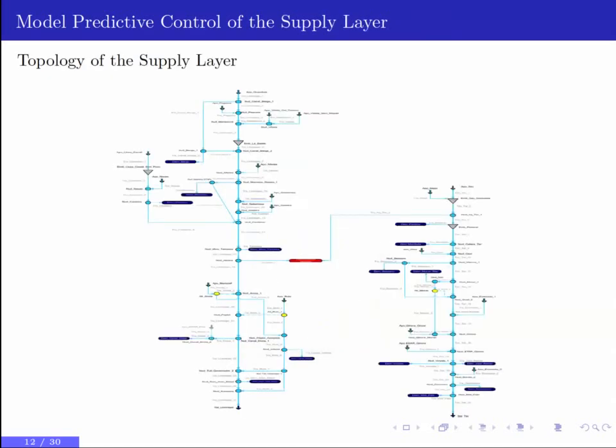Then, design the MPC controller for the supply layer. Here is the topology of the supply layer, where the transportation layer has been simplified as one aggregated demand, in red color in this plot.